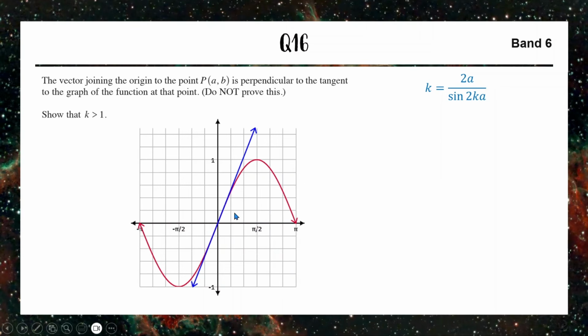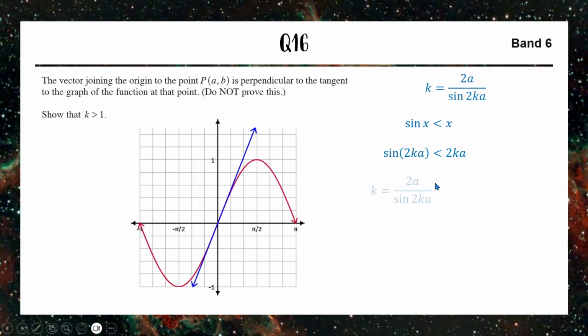Everything to the right of 0, the blue line is above the red line. So from this, we can form the inequality that sine x is less than x whenever x is positive, and we can turn this into the variables that we're dealing with by saying sine 2ka is less than 2ka when we're dealing with positive values.